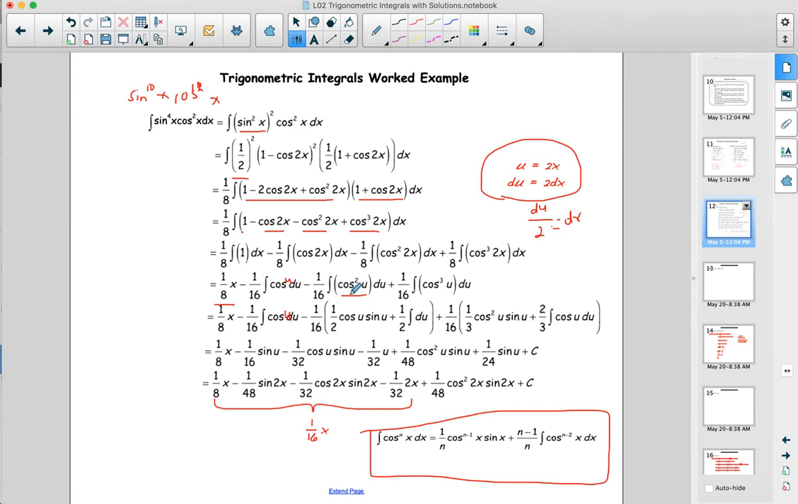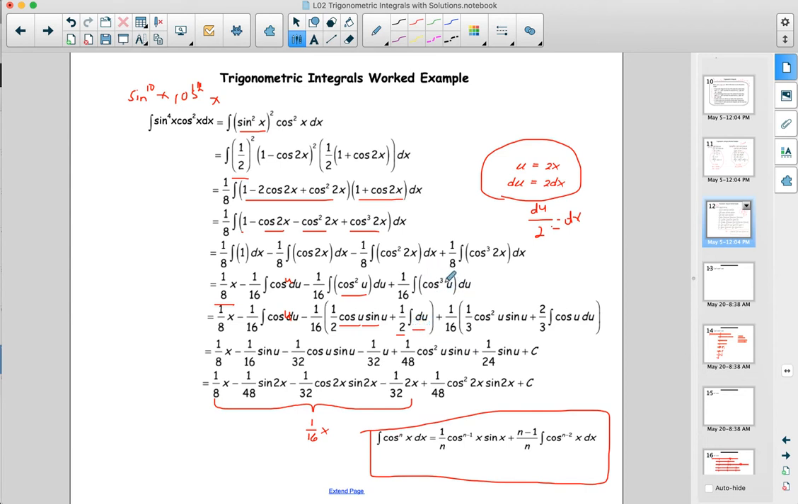So using a reduction formula, cos squared could be replaced with 1 over n. That's going to be 1 over 2, cos to the n minus 1, 2 minus 1 is 1, so we'll get cos of u times sine of u. And now a new integral plus cos squared, so 2 minus 1, all over 2 is 1/2. That's where the 1/2 comes from. And if we do cos to the 2 minus 2, we get cos to the 0 of x, which of course is just 1 dx. So that becomes a du here.